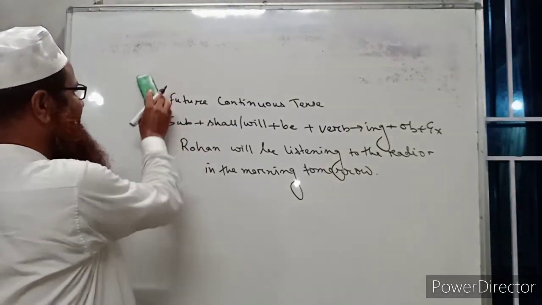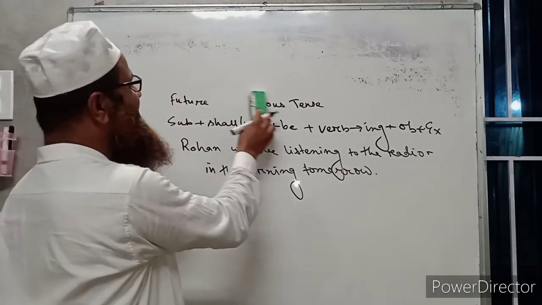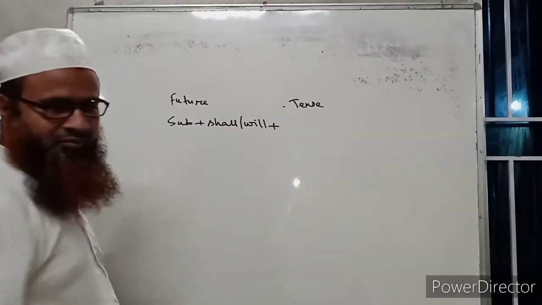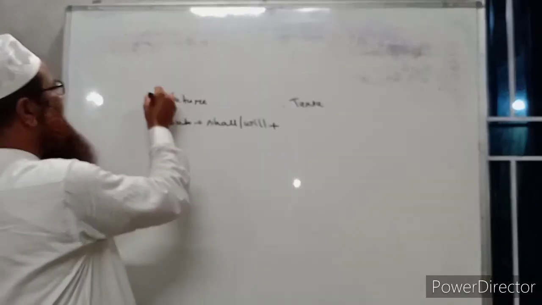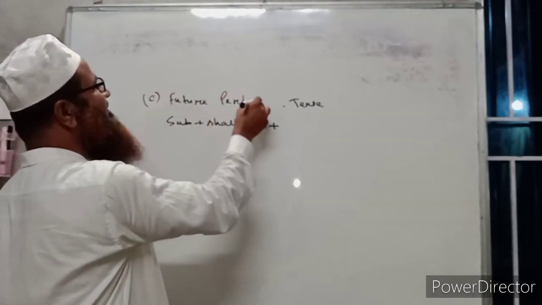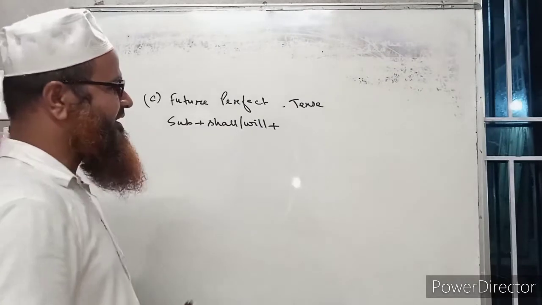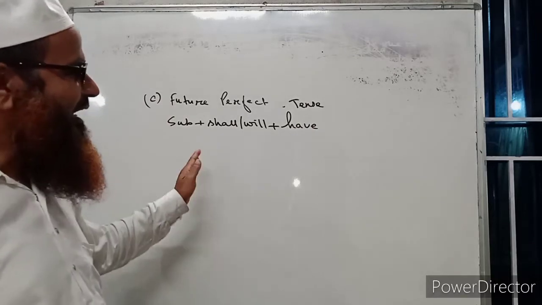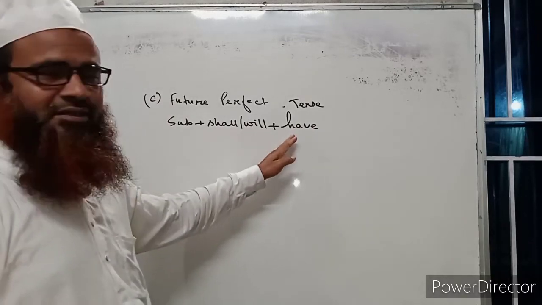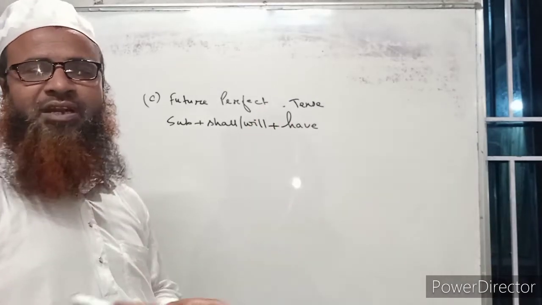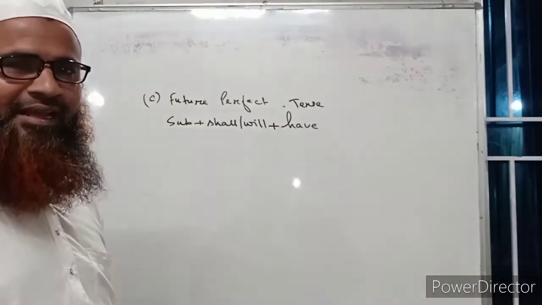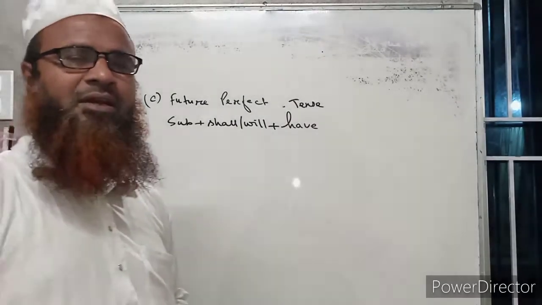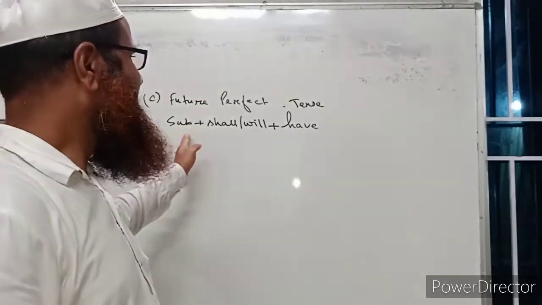Here I am writing, this will be C, future perfect tense. Now I am writing the name of this tense, future perfect tense. So here perfect, we know, means complete. So have will come, but we must remember only have will come with shall or will. Other forms of the have verb will never come in future tense, like has or had. These two forms of the have verb will never come with the future perfect.